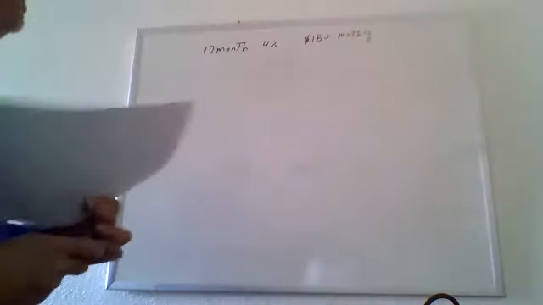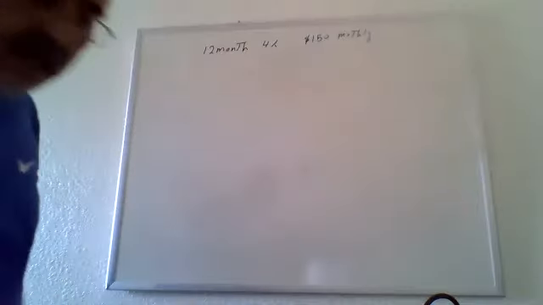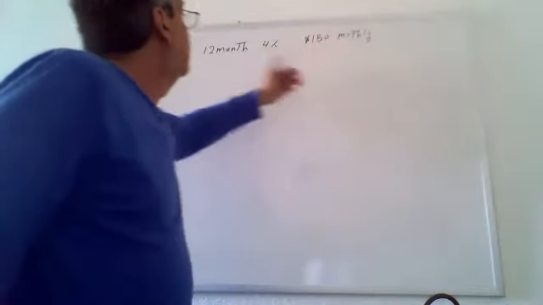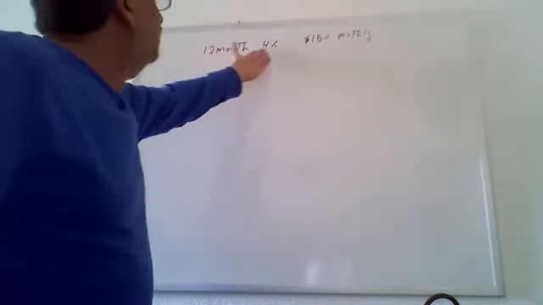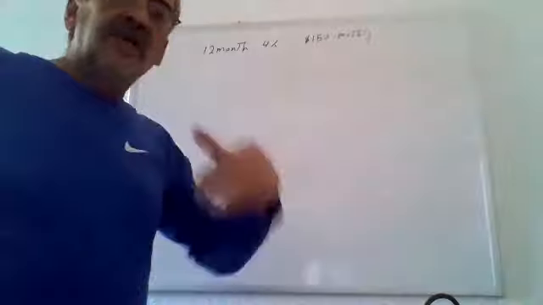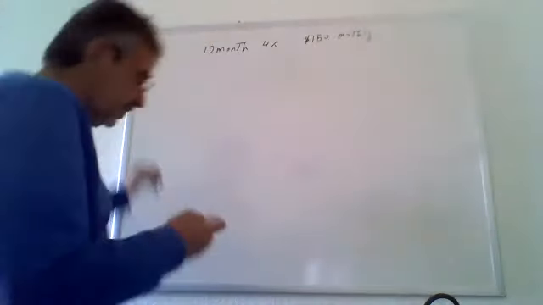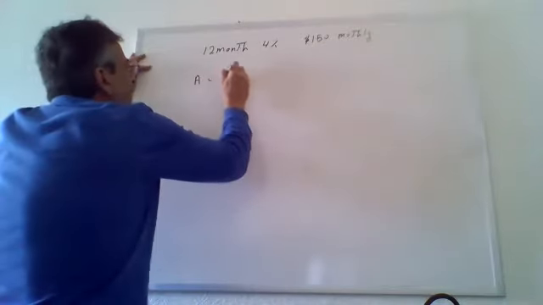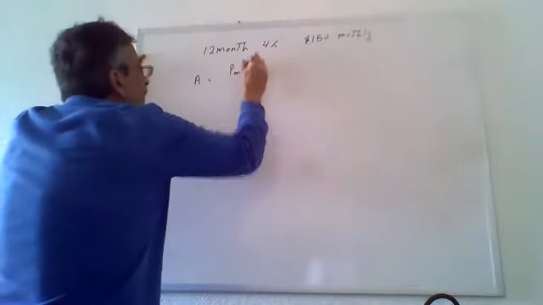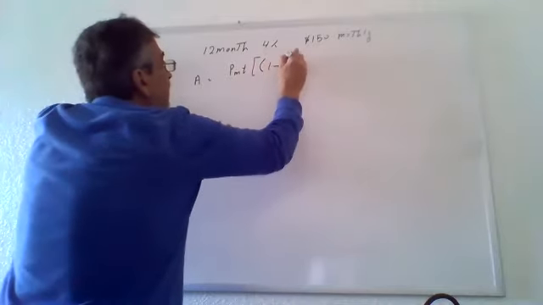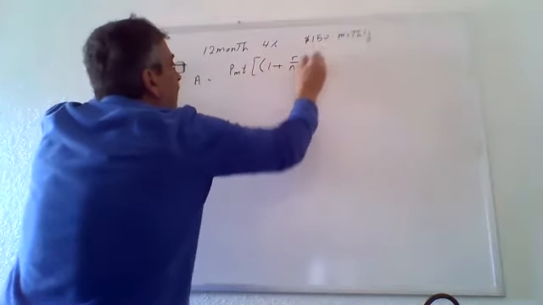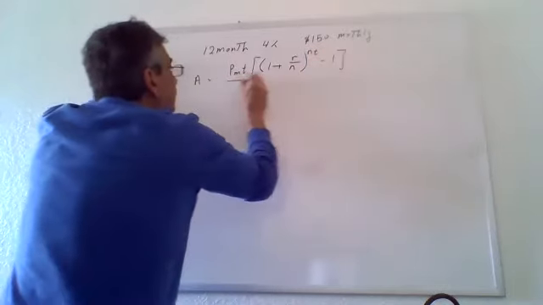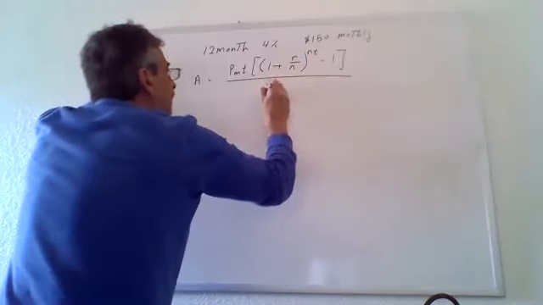So to figure out how much you can have after 12 months, again, we have a monthly payment, we have a period of time, we have an interest rate, we're looking for the future amount. So A equals the payment times 1 plus R over N to the power NT, minus 1, divided by R over N.